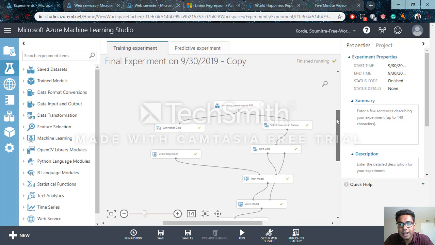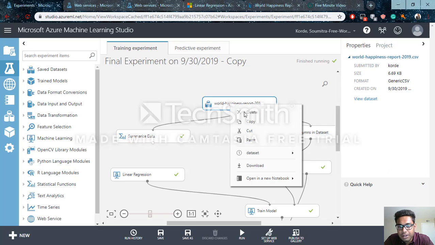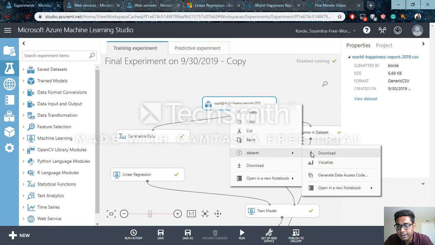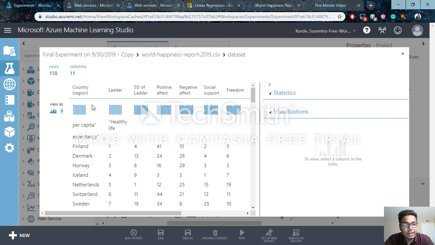As you can see, I have already taken a data set. Let's quickly visualize this data set. As you can see, this data set has 158 rows and 11 columns.